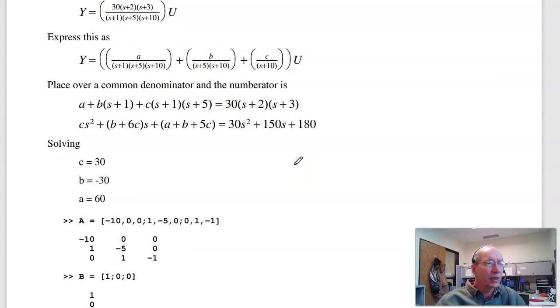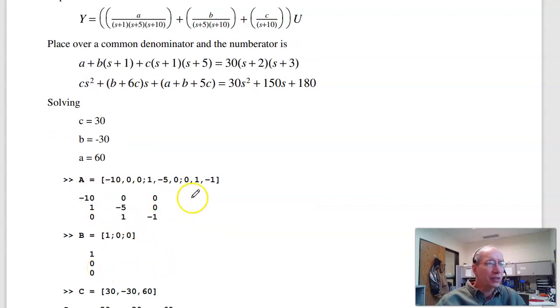Multiplying it all out, matching terms, tells you that C is 30. Then I can solve for B. B is minus 30. A is 60. So in cascade form, here I always do over s plus 10. So it's the minus 10 cascading to minus 5, cascading to minus 1. That's cascade form. The eigenvalues are on the diagonal and 1 on the off diagonals.